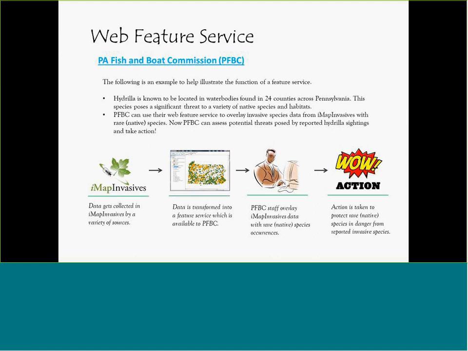Okay. So if you look down there at the bottom, you can see the data gets collected in iMap by a variety of sources. It gets transformed into that feature service, which is then made available to Fish and Boat. The staff can then overlay that iMapInvasives data with their data, and then they can take action based on having that knowledge of where the species and the invasive species are in comparison to one another.